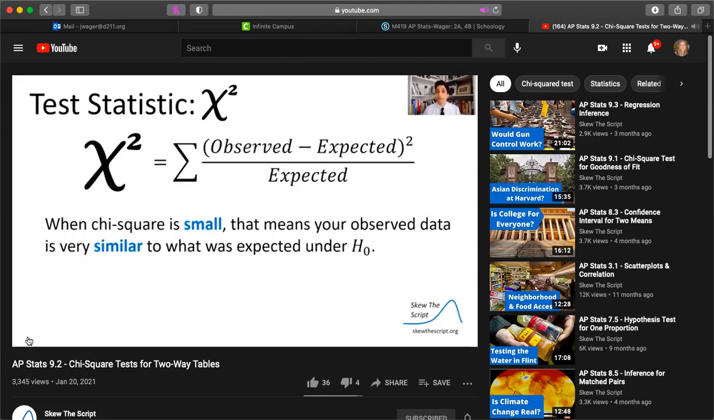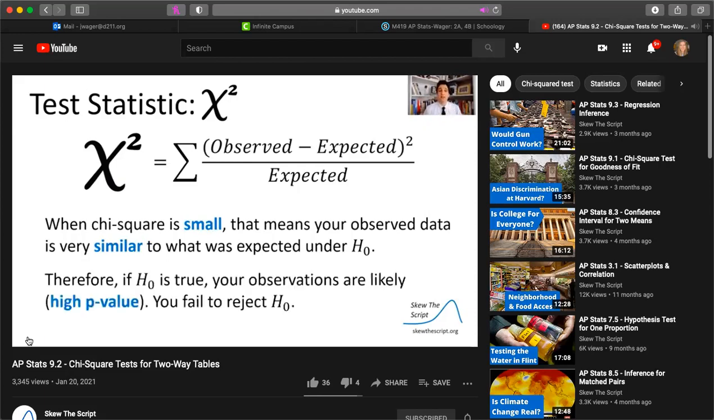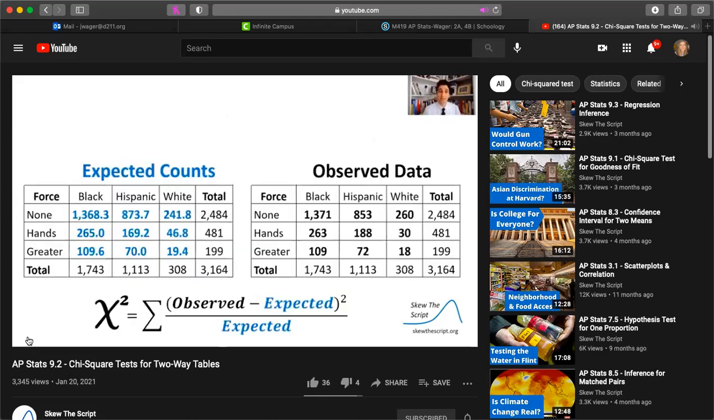When the chi-squared value is small, that means your observed data was very similar to what you expected from the hypothesis. Those differences are small. Therefore, if your null is true, your observations are relatively likely. You're going to fail to reject the null hypothesis. You don't have convincing evidence against it.